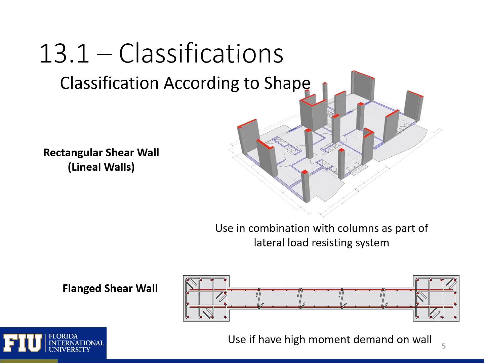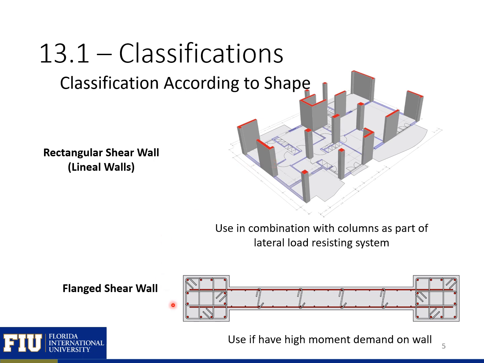More details on lineal shear walls and flanged shear walls are shown on this slide. You can see here that a system of lineal walls can be used in combination with columns as part of a lateral load resisting system. So here you have different walls in each direction to resist lateral loads in each direction.